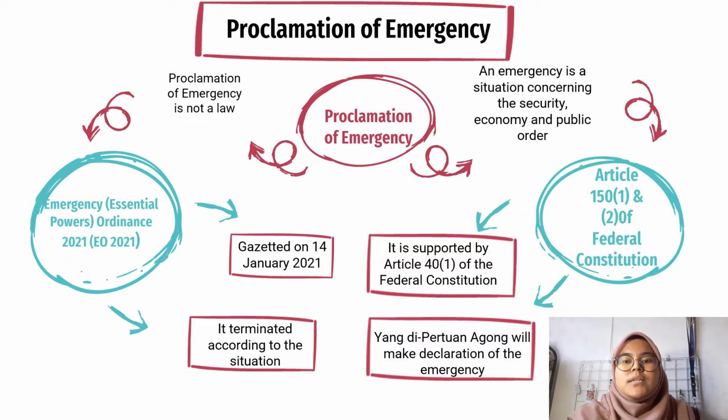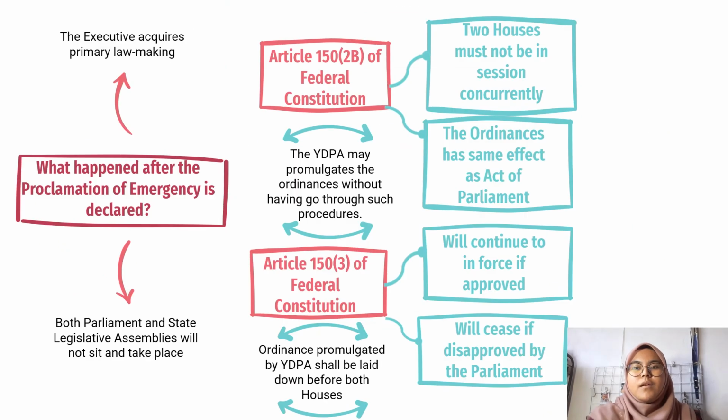i.e. the Emergency Essential Powers Ordinance 2021 was gazetted on 14 January 2021, and it will be terminated if the situation comes back to normal and if the Yang di-Pertuan Agong revokes the emergency. During this time, the executive has the primary lawmaking. However, under Article 150 Clause 2 of the Federal Constitution, the Yang di-Pertuan Agong may promulgate ordinances without having to go through such procedures, as well as the parliament's power.